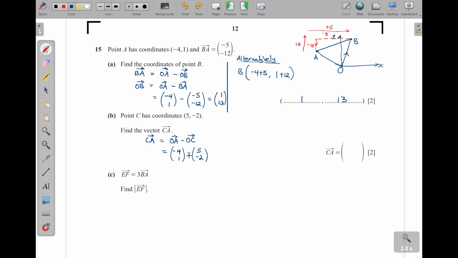Now -4 minus 5, that one will give us -9. Then 1 minus -2, that one becomes a plus, so we shall get a 3 there. Part C, EF is equal to 3BA.